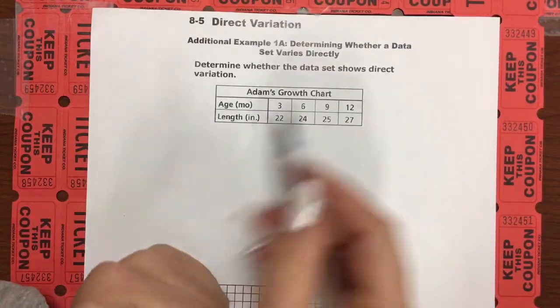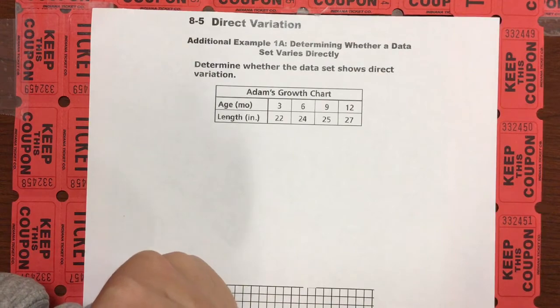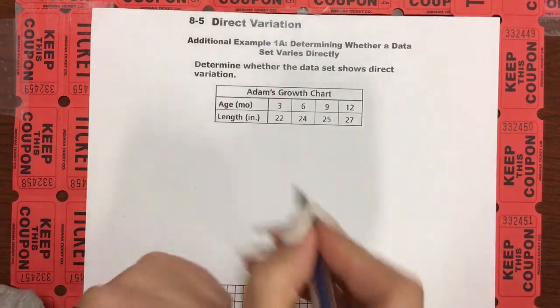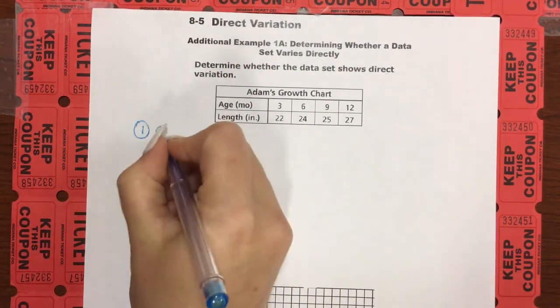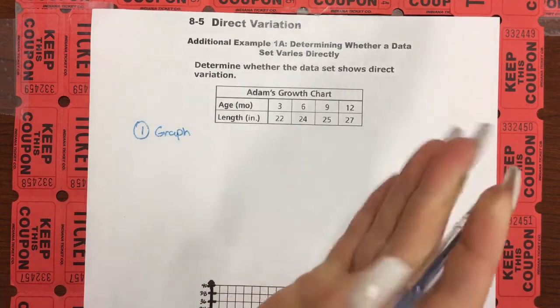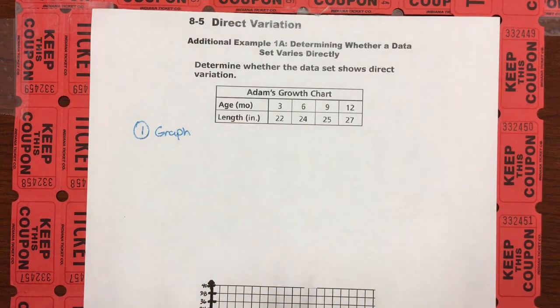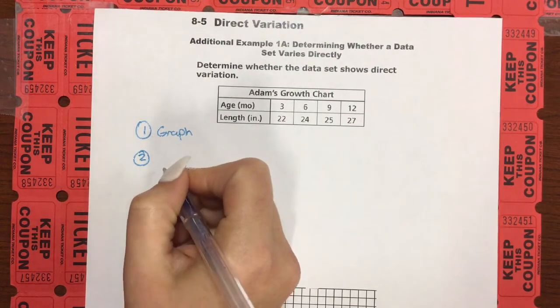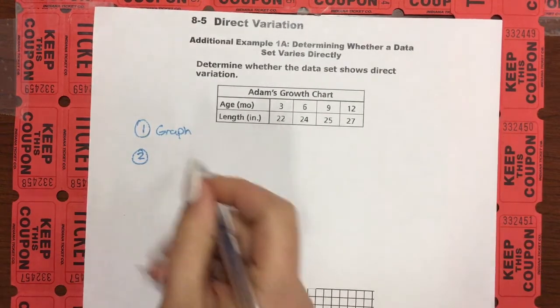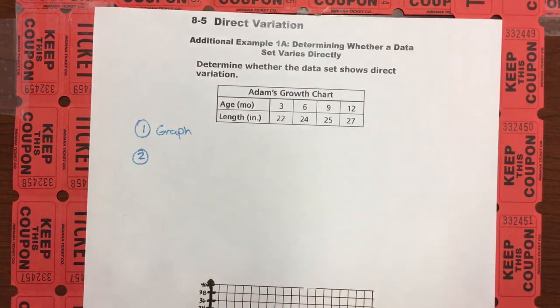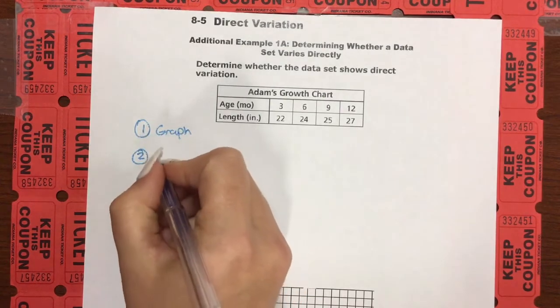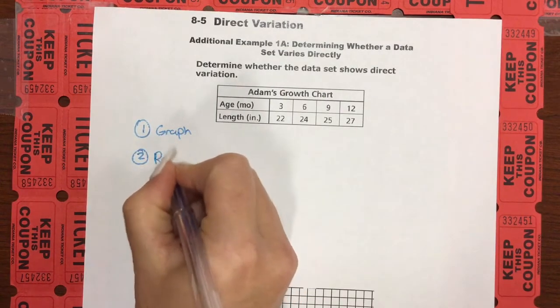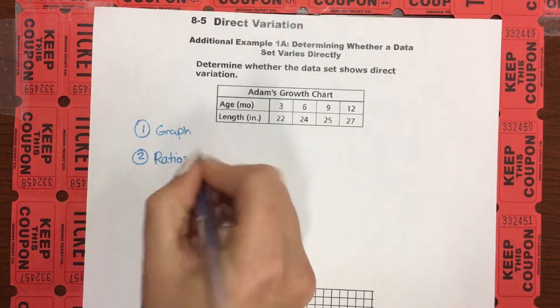This states we're going to determine whether the data shows a direct variation. Now, you can do this 2 ways. The first way is to graph it, which is what we're going to do. We're going to graph and see if it shows a linear straight line that goes to the origin, right? The second way is that we're going to look at the relationships. These have to be proportional. The ratios have to be proportional.